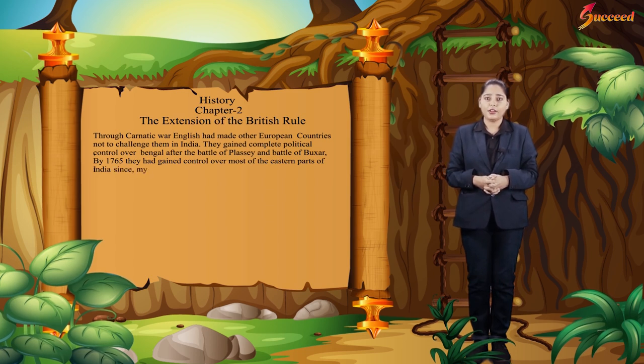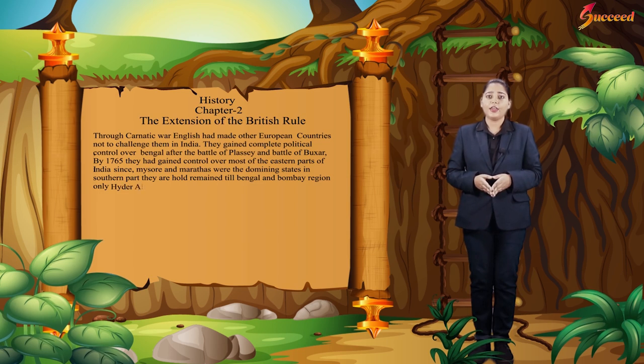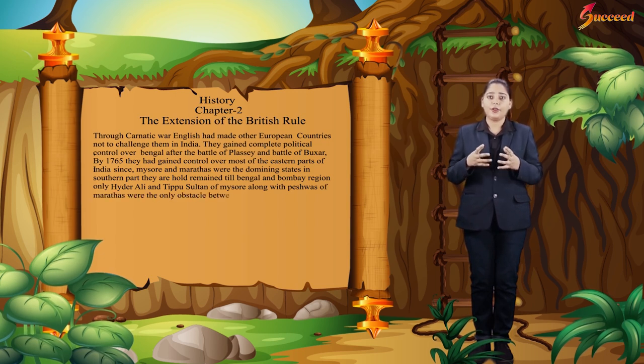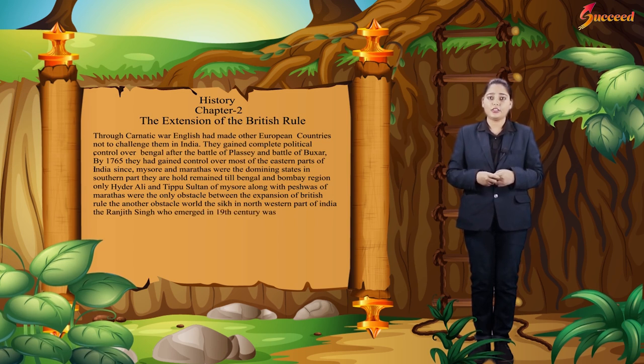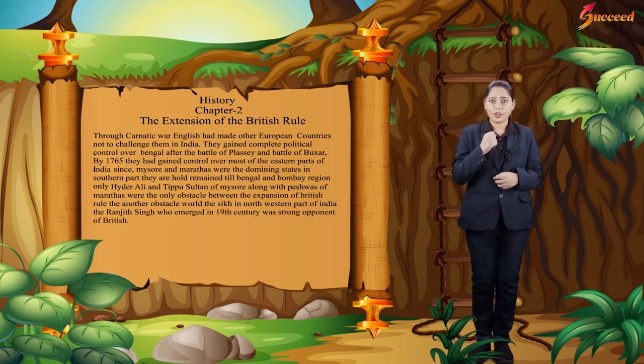Since Mysore and the Marathas were the dominant states in the southern part, their hold remained only till the Bengal and Bombay region. Hyder Ali and Tipu Sultan of Mysore, along with the Peshwas of the Marathas, were obstacles to the expansion of British rule. Another obstacle was the Sikhs in the northwestern part of India. Ranjit Singh, who emerged in the 19th century, was a strong opponent of the British.